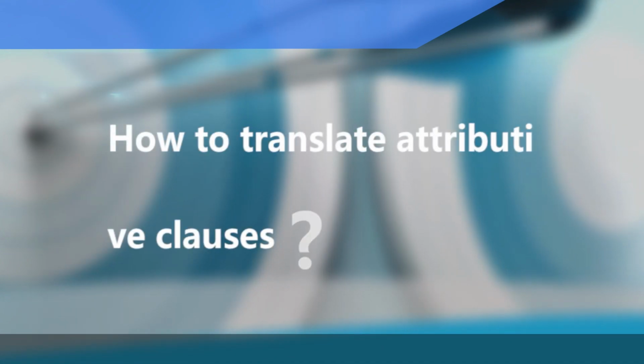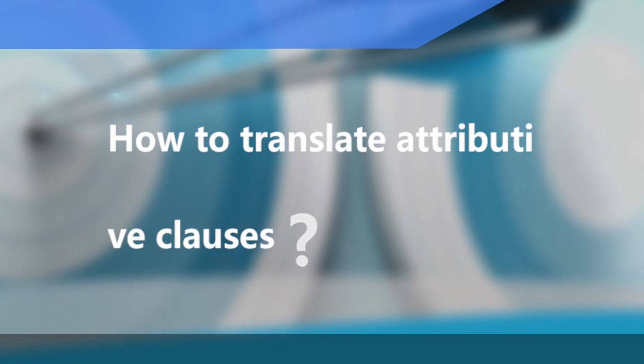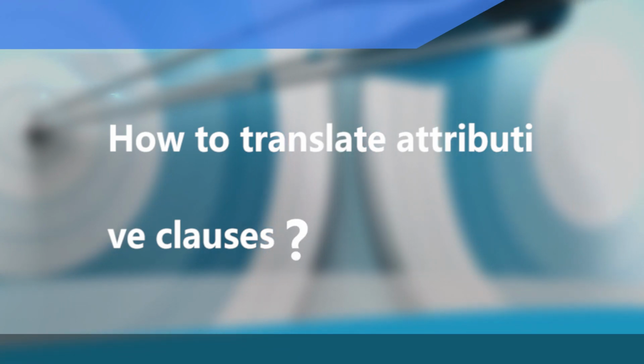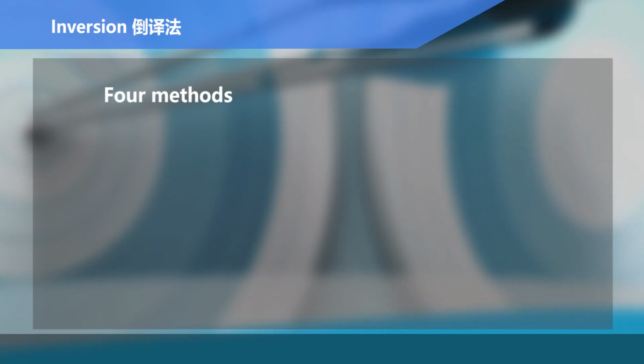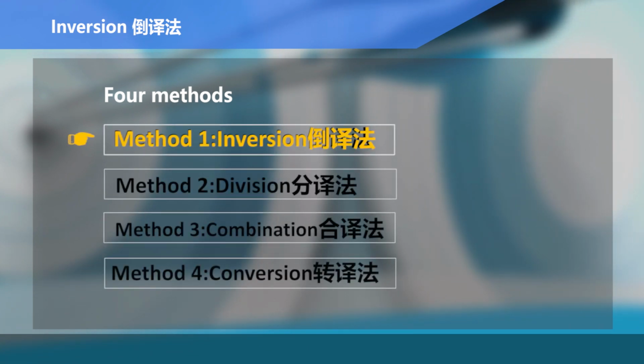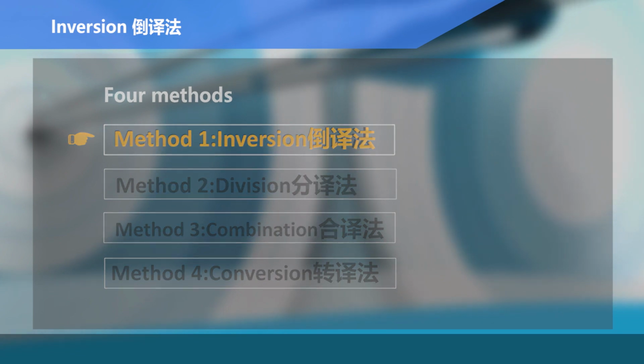Yes, let's explore the third part of this session, translation methods of attributive clauses. In general, there are 4 translation methods of attributive clauses. Look at the 4 translation methods. Now, we will discuss them one by one.